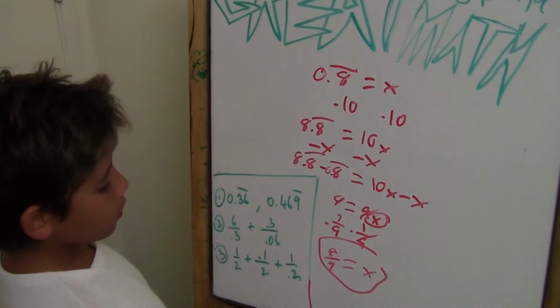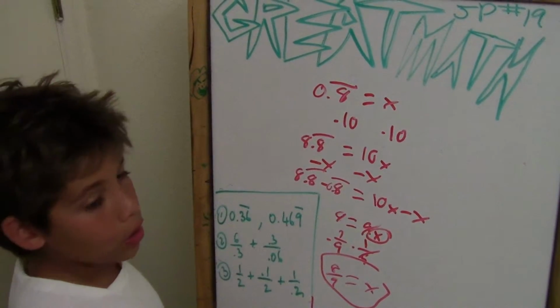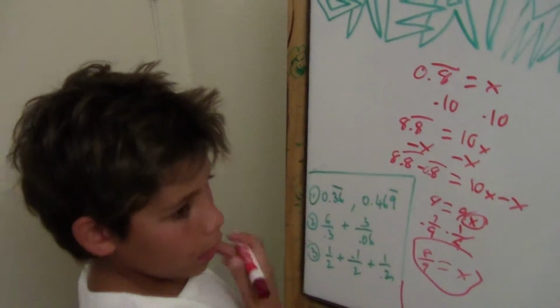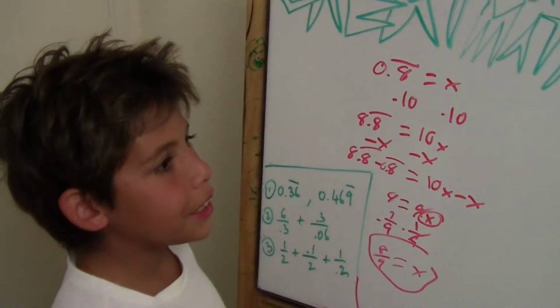So that means 0.888888 forever equals x. I mean, equals 8 over 9. Okay. And then that gives you an idea.